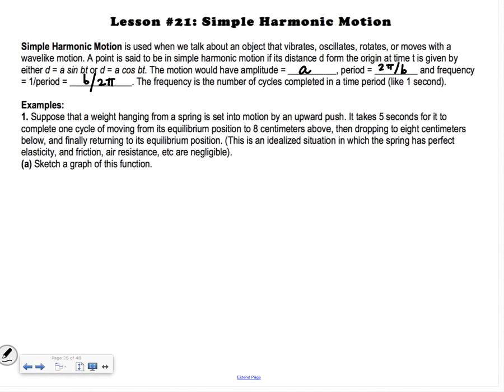Or the frequency, sorry. So suppose that a weight hanging from a spring is set into motion by an upward push. It takes 5 seconds for it to complete 1 cycle of moving from its equilibrium position to 8 centimeters above, then dropping to 8 centimeters below, and finally returning to its equilibrium. So the equilibrium is this x-axis, basically. And we're going to go up, and then we're going to go 8 centimeters below. So we have 8 here, and we have negative 8 down there. And it completes this in 5 seconds.